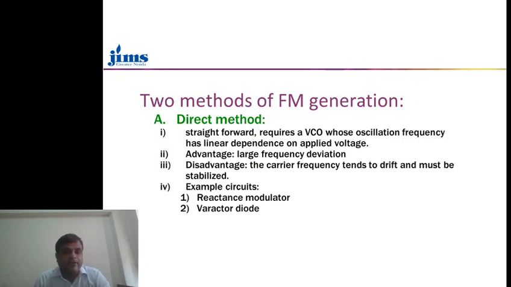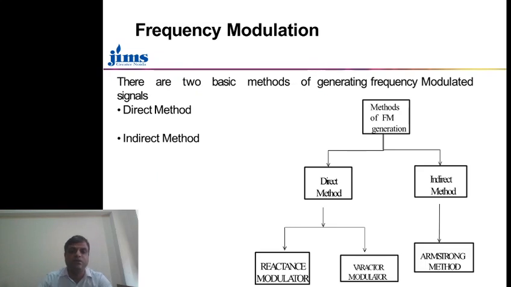The advantage here is the large frequency deviation, and the disadvantage of this direct method is that the carrier frequency tends to drift and must be stabilized. It means there is a drift in the carrier frequency signal. Generally, two types of circuit are used for direct FM generation. One is the reactance modulator and another one is the varactor diode.